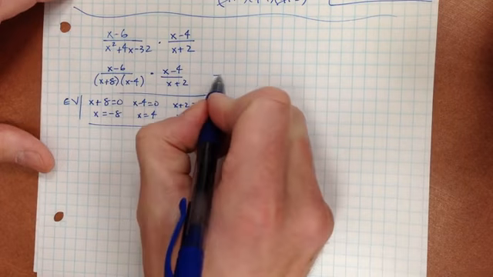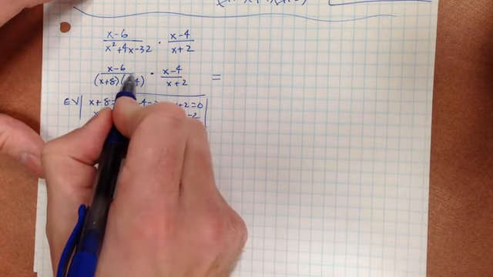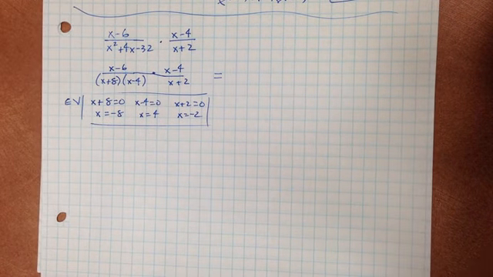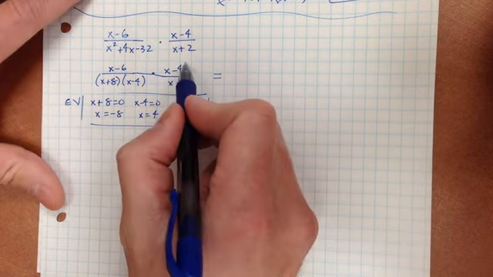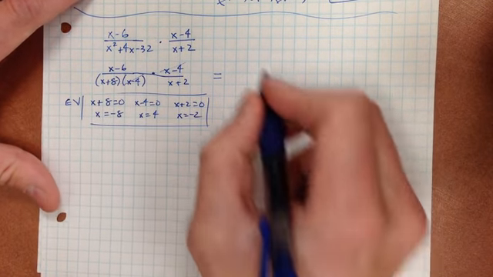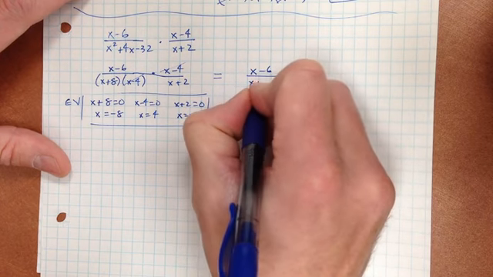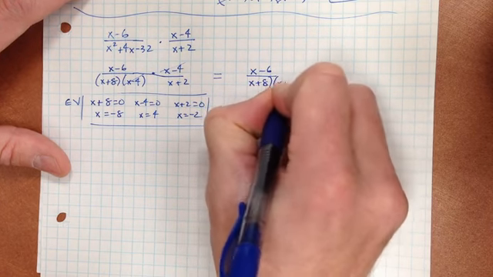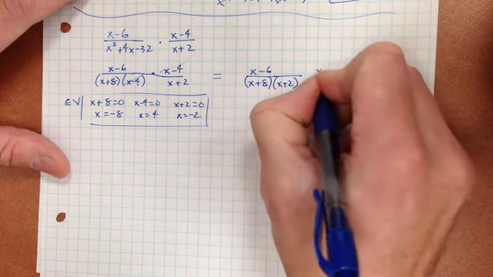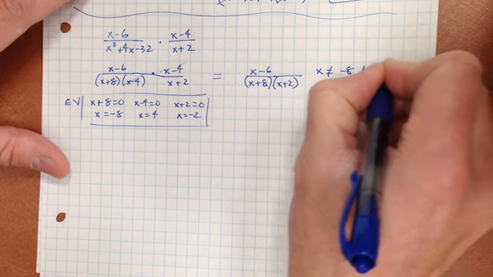So now, back to this, anything on the top over anything on the bottom. Some people just like to go like that and make it one big huge fraction. So now I can cancel this factor with this factor. That would be about it, leaving me with x minus 6 over x plus 8 times x plus 2. Excluded values: x cannot be negative 8, 4, or negative 2.